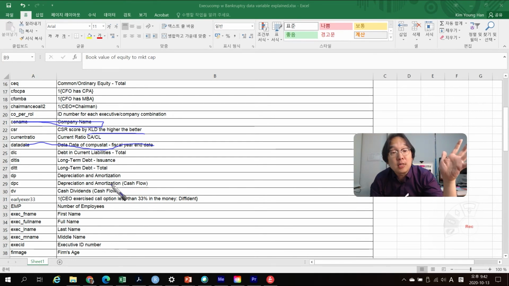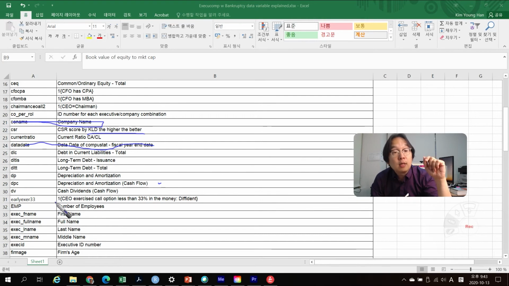Depreciation and amortization, and you see that this data has a whole mixture of what? Balance sheet items and income statement items, right? Some of them are stock figures and some of them are flow figures. So you have to be careful about interpreting your results later on, okay? And then depreciation and amortization in the cash flow statement account, right? That's that. Cash dividend stated in the cash flow statement is shown over here.